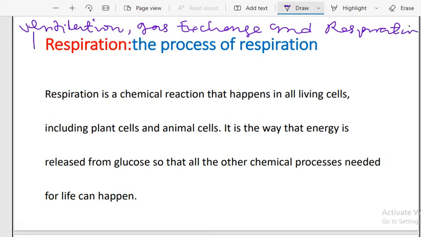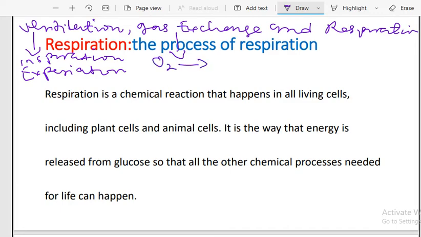Now, ventilation has to do with inspiration and expiration. What do I mean? That it has to do with inhalation, when you take in air and bring out air. That's ventilation. Then gas exchange has to do with the point where oxygen diffuses into your blood and carbon dioxide diffuses out. That is exchange of gases. Then respiration has to do with the chemical reaction.